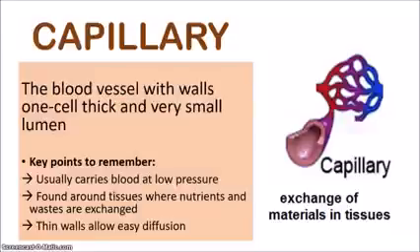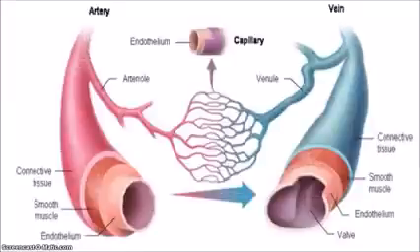So the capillaries are the smallest of the three blood vessels, very, very small lumen, and the walls are very thin to allow for easy diffusion of nutrients and waste. Alright, let's look at all three blood vessels as they're connected. So we have the artery, and you can see it's highlighted in red, the capillary network in the middle, and the vein highlighted in blue.